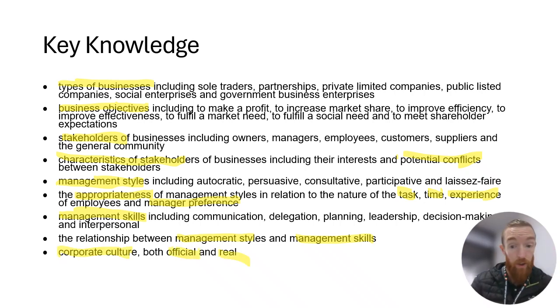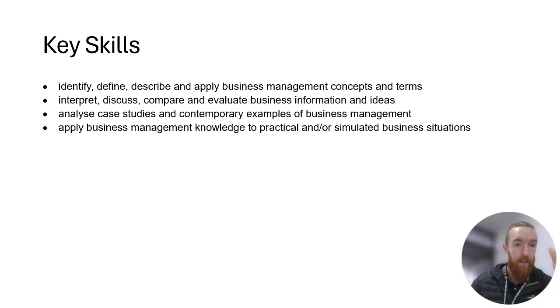Our 6 management skills, the relationship between management styles and management skills, and then our corporate culture, both official and real. And seeing as we just finished Unit 4, Area Study 2, unless you're watching this in the future and you're a future cohort and this is not relevant to you, this should be fresh in your brain from the last area study. We also have some key skills. These key skills are really vague in business. It just means that you could be asked basically anything about anything, and you need to be ready for that.